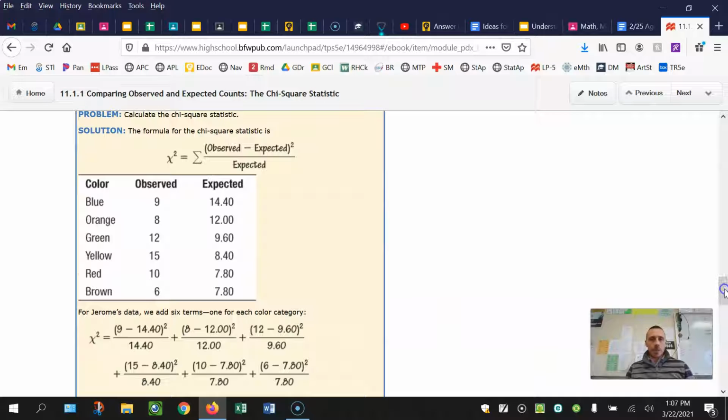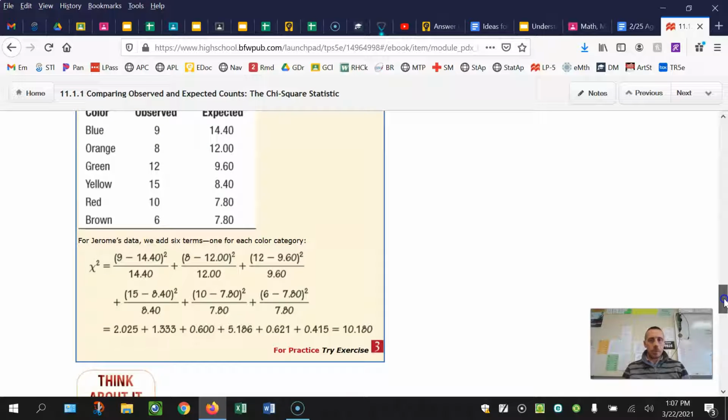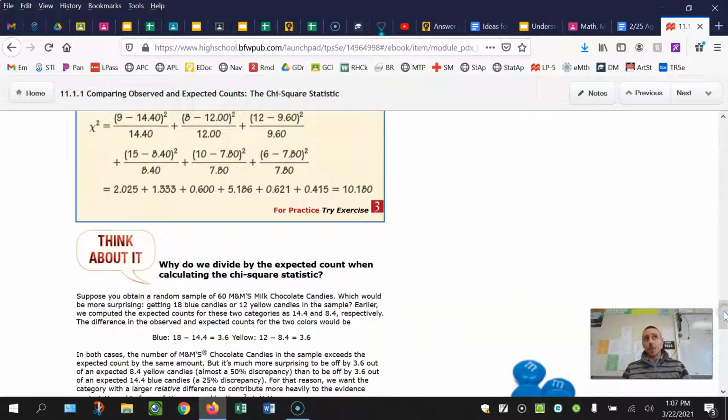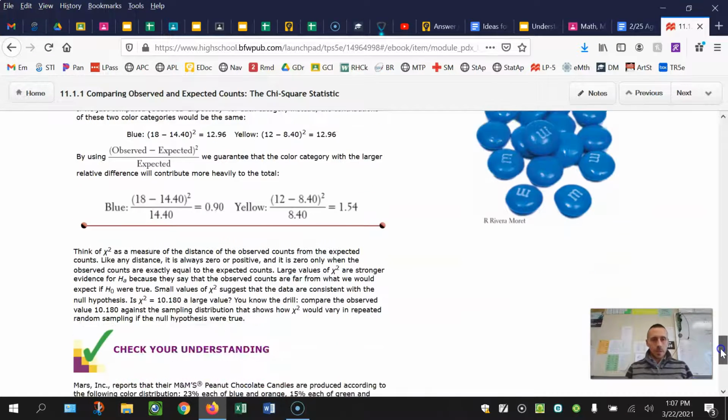If we take a look at it for this example, you're going to take 9 minus 14.4, squared, divided by 14.4, plus 8 minus 12, squared, divided by 12, and so on and so forth. The reason we're squaring is that we're summing up these differences, and I need them to have a positive value. Otherwise, you'd sum them up and they'd end up at 0 every time. When you sum these up, that gives you your chi-squared test statistic, in this case 10.18, which is not the same as saying your 10.18 standard deviations above the mean. That's not something it has in common with Z and T test statistics.